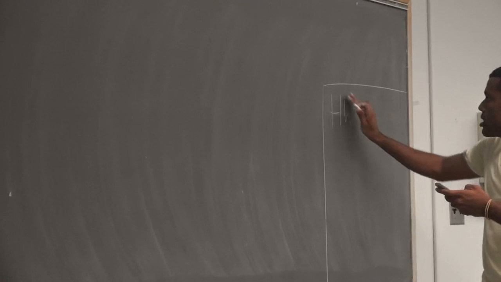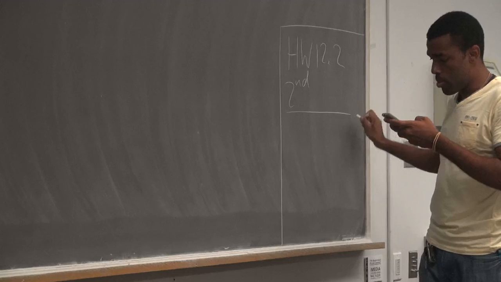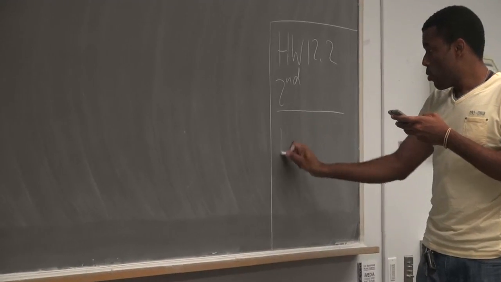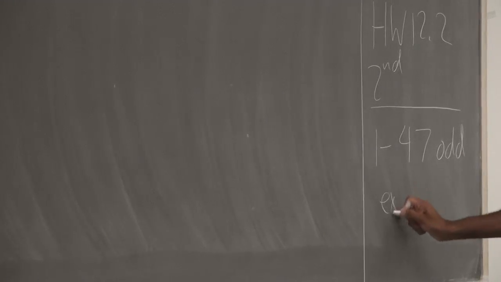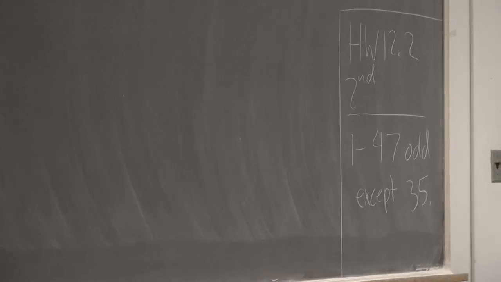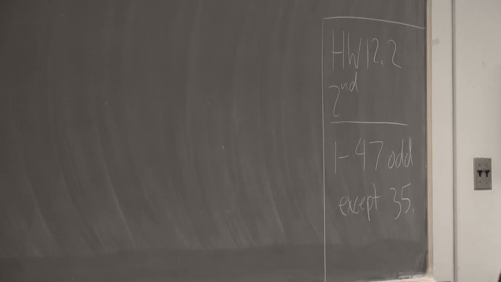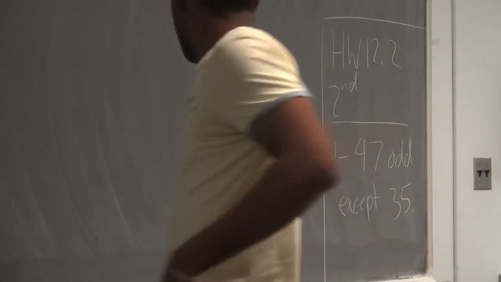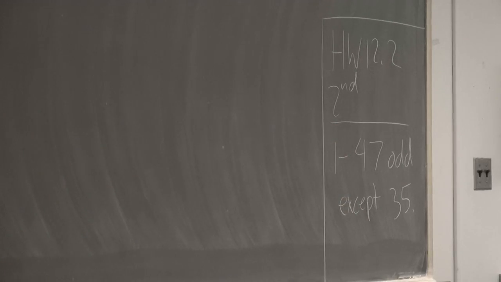Yeah, so if I had designed this for the second edition, then I would have probably just assigned 1 to 47 odd, except 35. So, I mean, you did some of them, but you didn't do all of them. So if you did the second edition, you'd probably want to do the extra problems over the weekend. But if you did the homework, I'll collect it now, it's fine. But yeah, we're doing 23.